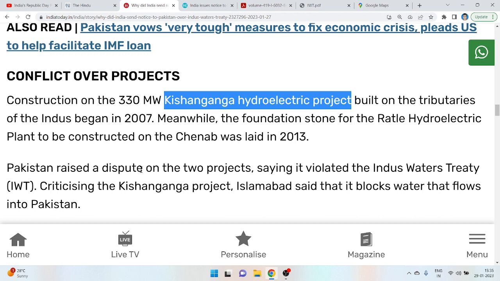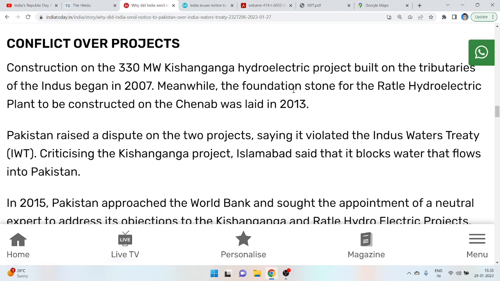So Pakistan raised a dispute on the two projects, saying they violated the Indus Water Treaty. Criticizing the Kishan-Ganga project, Islamabad said that it blocks water that flows into Pakistan. So Pakistan is accusing that by constructing these two big dams, Kishan-Ganga on the Jhelum and Ratle on the Chenab, India will stop the flow of these two rivers into Pakistan, okay.